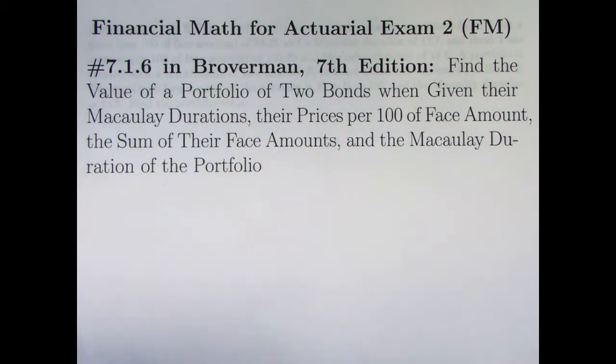In the last video, number 150, we looked at an old SOA sample exam problem about Macaulay duration. I was looking through that exam some more and saw some other good problems about Macaulay duration that involve things other than bonds, some other kinds of cash flows. I do want to eventually go to those problems. But I thought it'd be good to go back to Broverman's book and look at 7.1.6 and once more at least look at a problem involving the Macaulay duration of bonds.